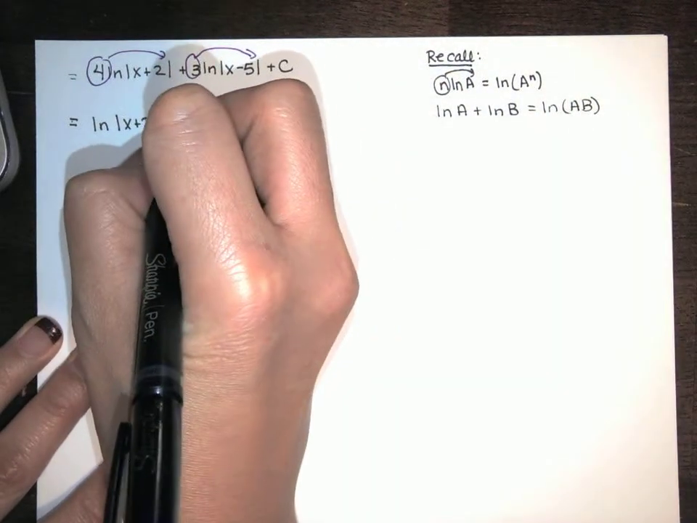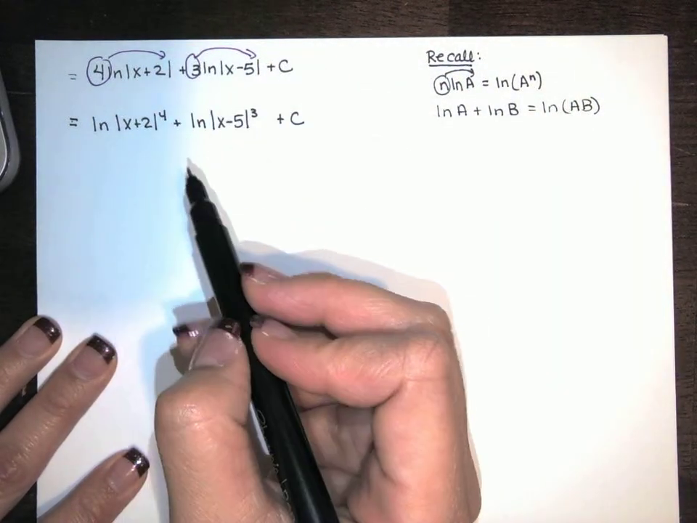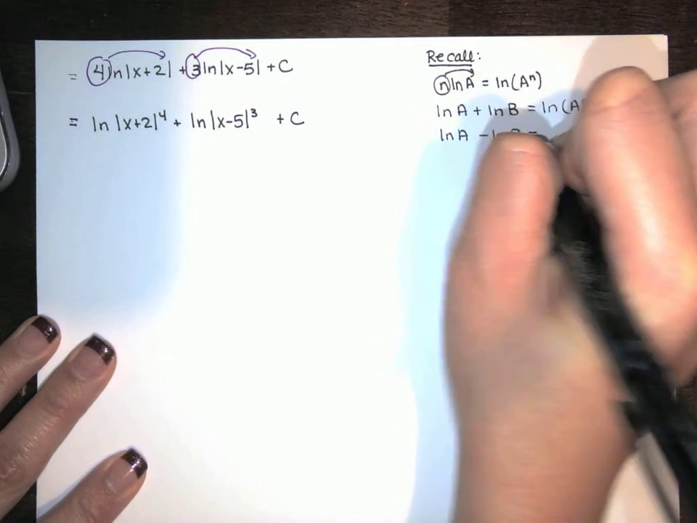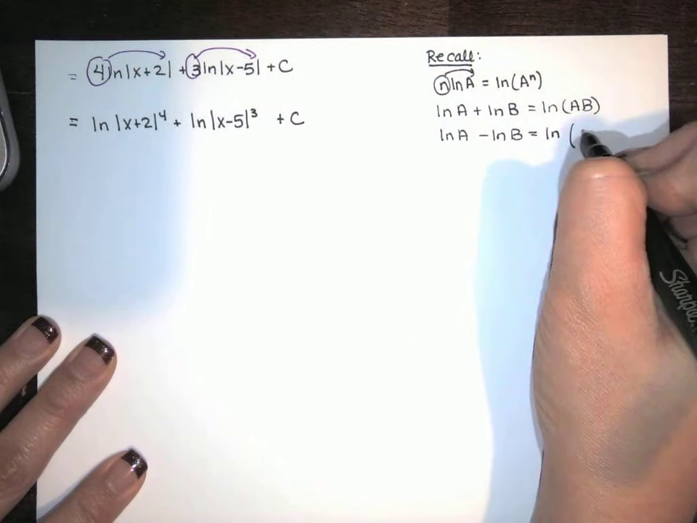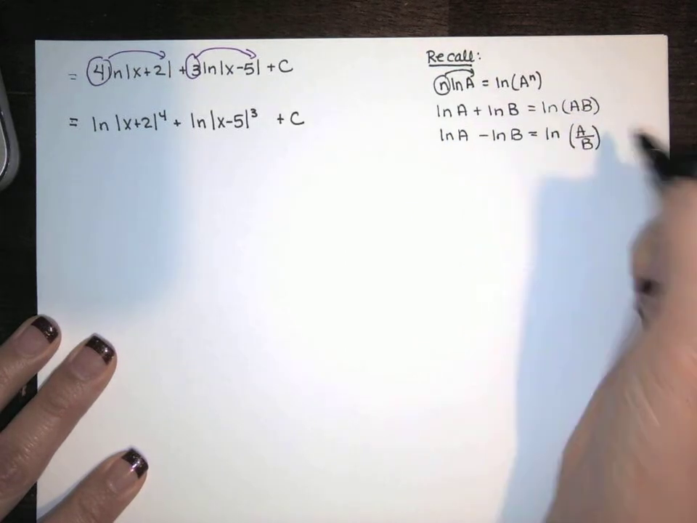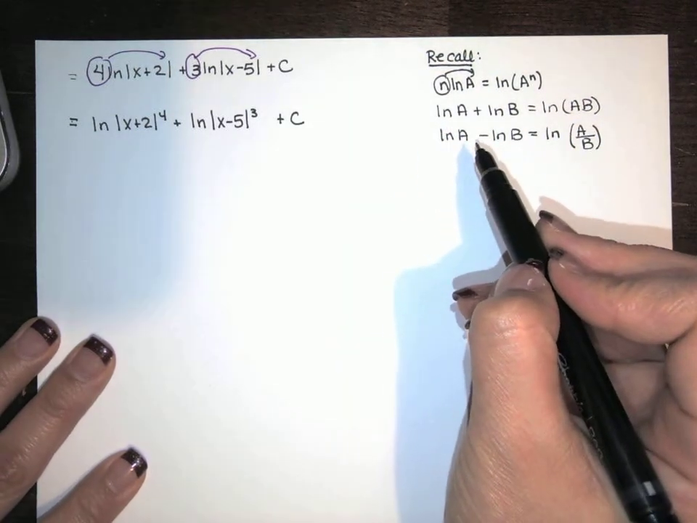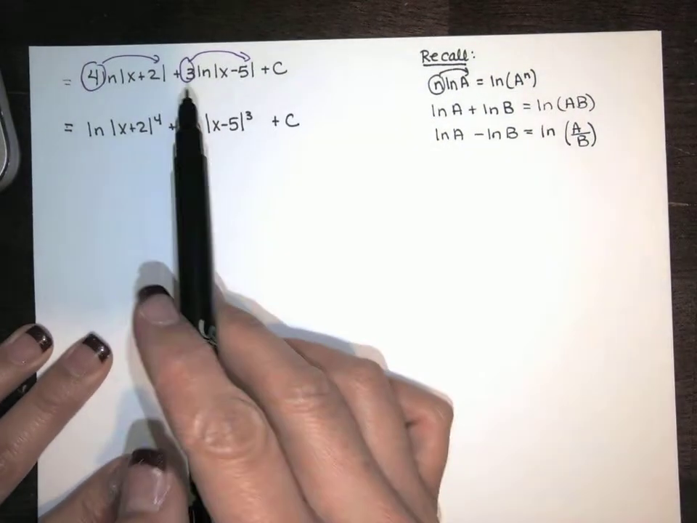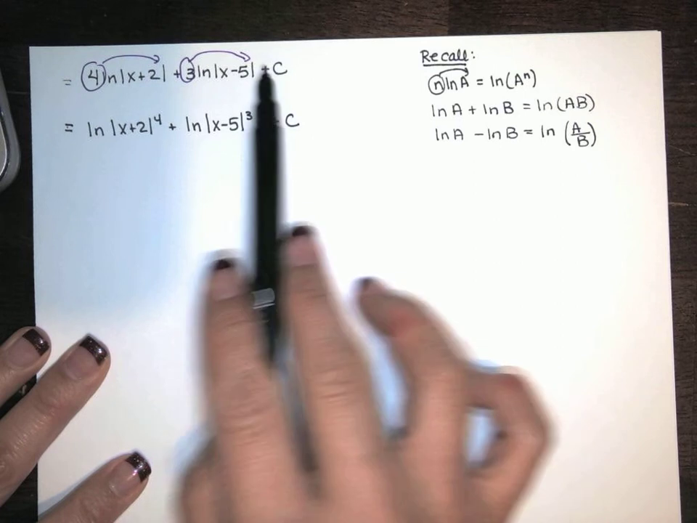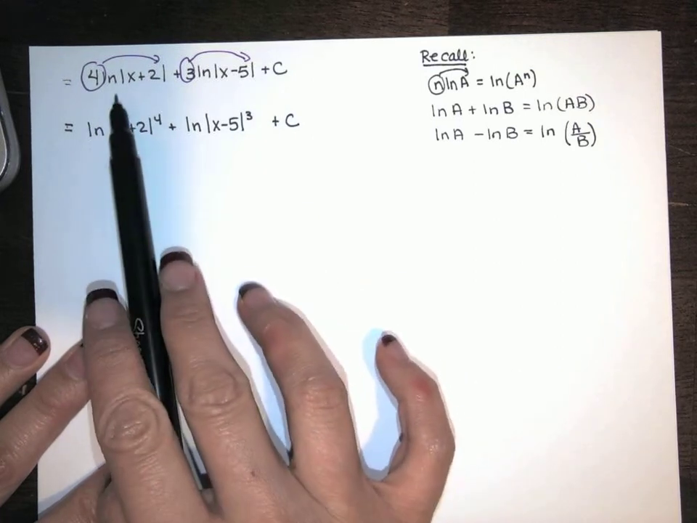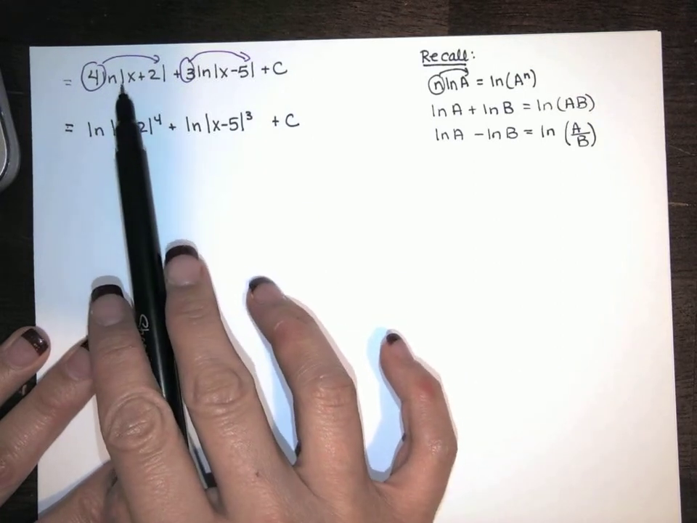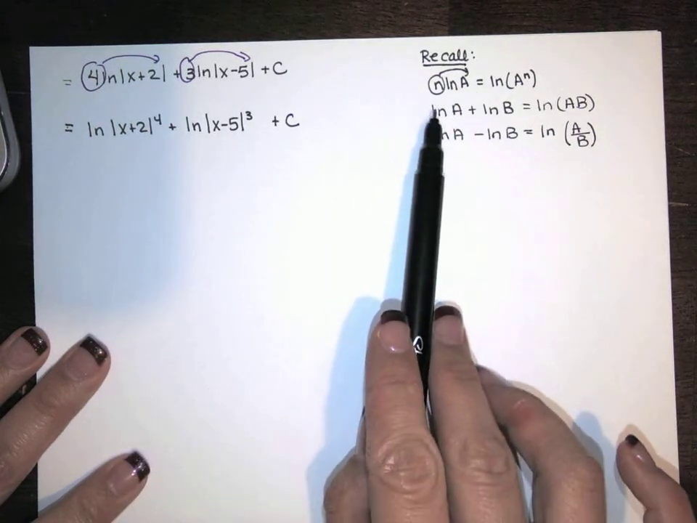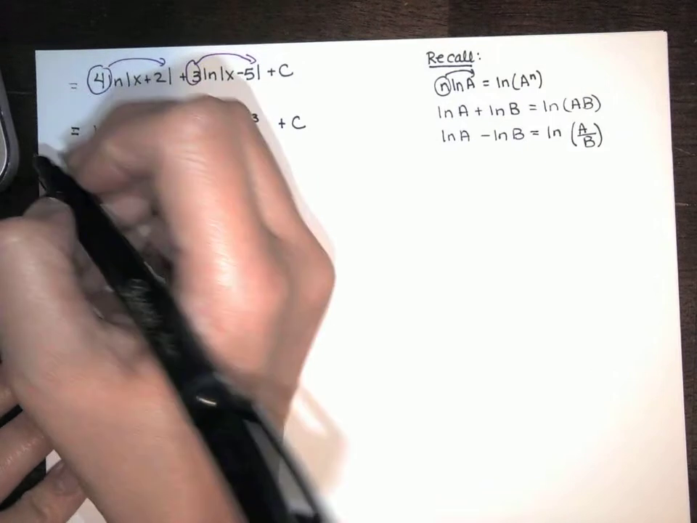If this was subtraction, if this was a minus sign instead of a plus sign, sometimes they'll use this rule. Log of a over b is equal to this. So it's log of the numerator minus log of the denominator equals log of a over b. So for this one, I might stop here. That'd be fine for a test or a quiz, but if I'm trying to match the answers in the back of the book, they probably use this first property to bring those inside, and they probably use this second property to write this as a single logarithm.